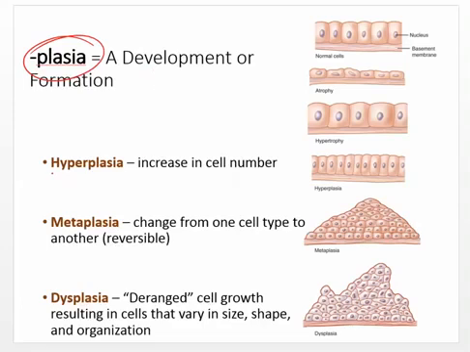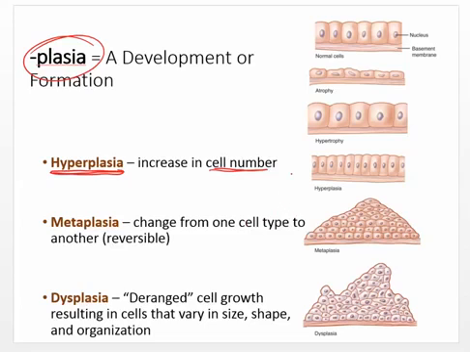The first one we're going to talk about, it's pretty straightforward. Hyperplasia. This is mainly just remembering the terms. Hyperplasia is an increase in cell number. Okay. Metaplasia is a change from one cell type to another.